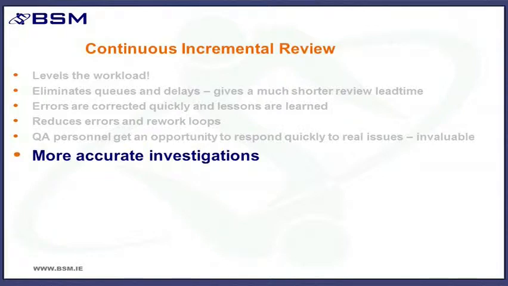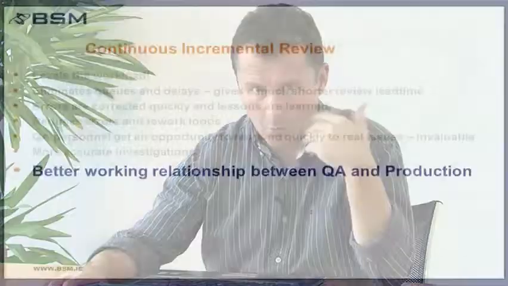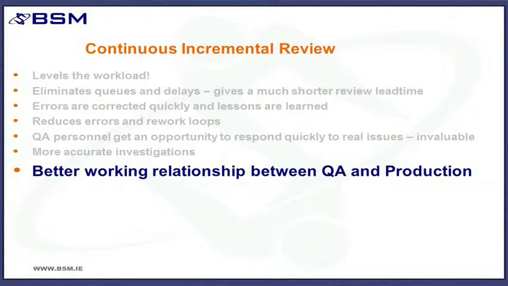Okay, and I guess the final benefit of continuous incremental review is that because QA people are working in a very routine way every day on the floor with manufacturing people, the relationship between QA people and manufacturing people improves, and that can only be a good thing. Because the mutual understanding between them is very, very important to improving quality and improving compliance. So continuous incremental review, if you're not doing it already, is certainly something you should think about.